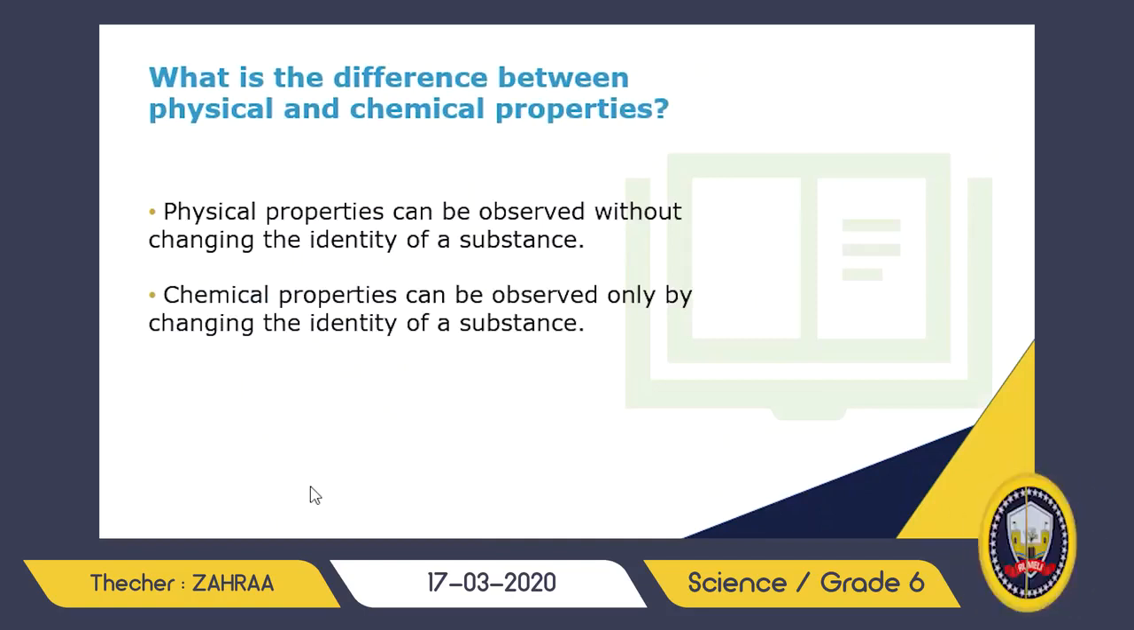So now let us see what is the difference between physical and chemical properties. The main difference, guys, is that physical properties can be observed without changing the identity of a substance, while chemical properties can be observed only by changing the identity of a substance.